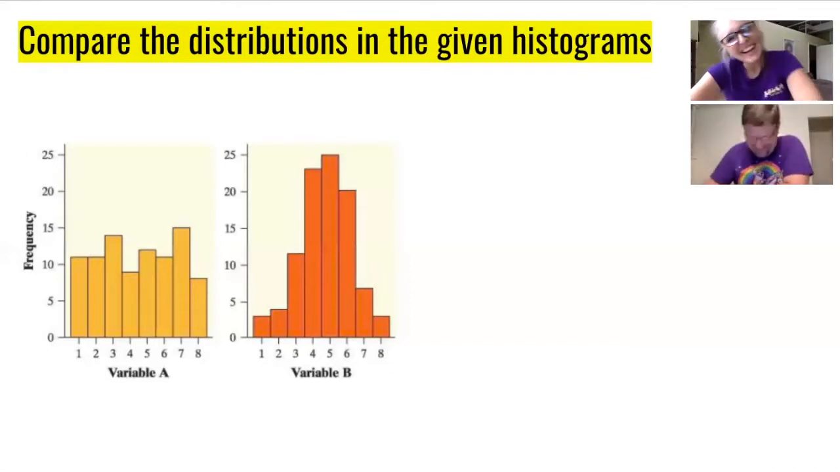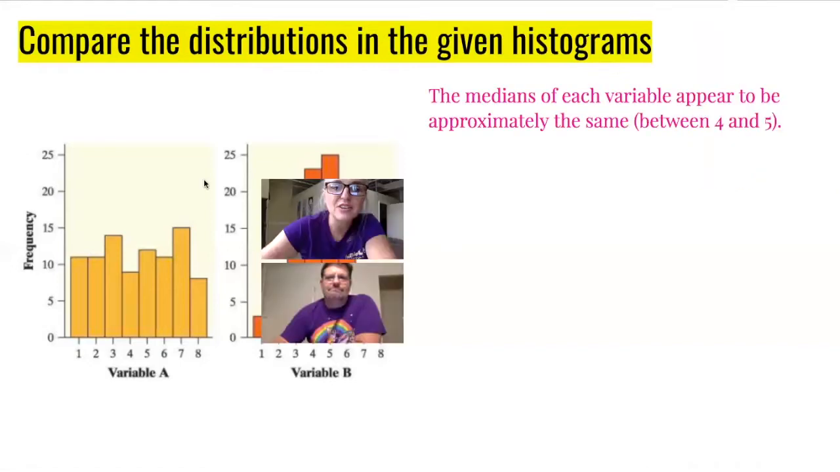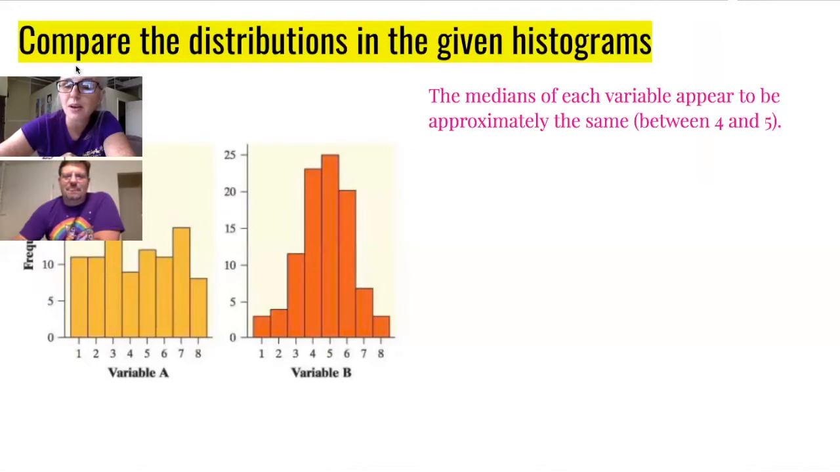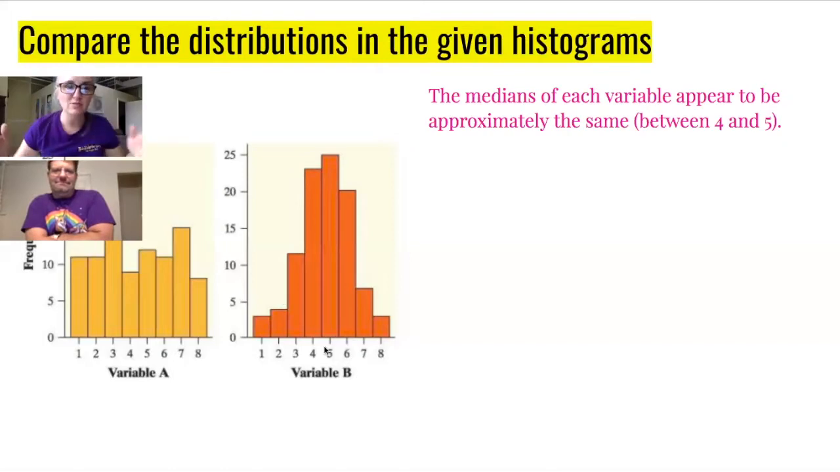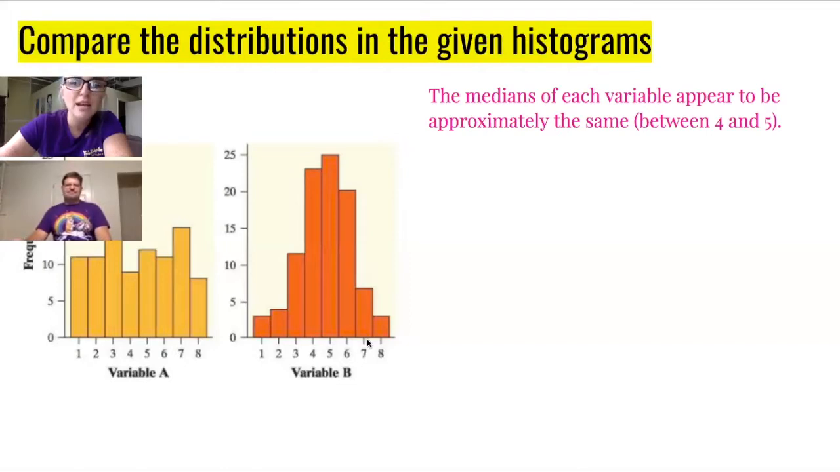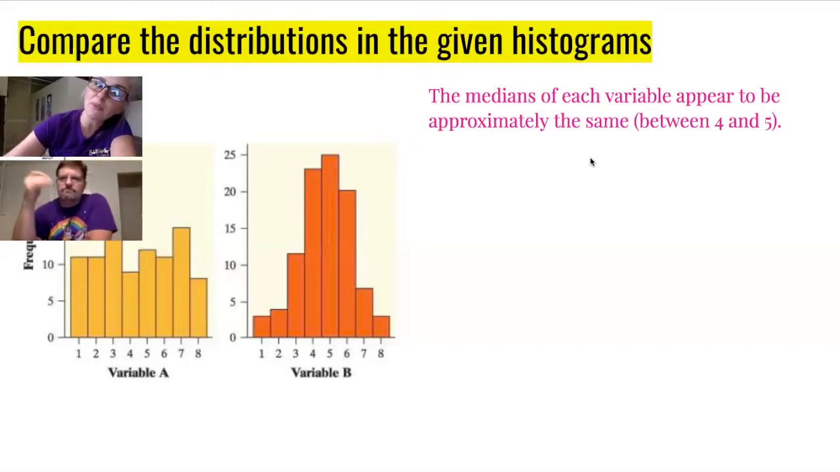All right, let's talk. Okay, so I hope you started with center. When we're talking about the center of these two graphs, we're talking about the medians, maybe. Both of the medians, as you count in, look like they're between 4 and 5, and they're about the same. Make sure you say they're about the same. You don't just say something like variable A looks like it's about 4 to 5, and variable B looks like it's about 4 to 5, because you haven't compared at that point. You have to actually say something linking the two.